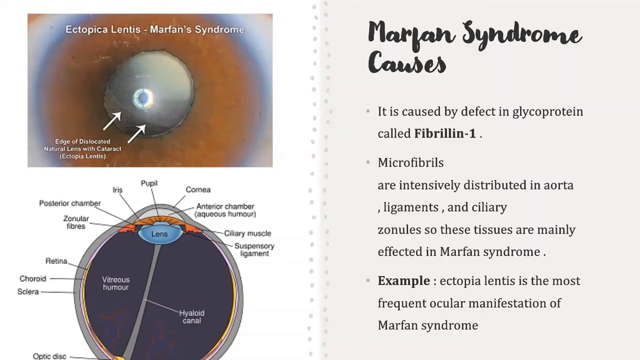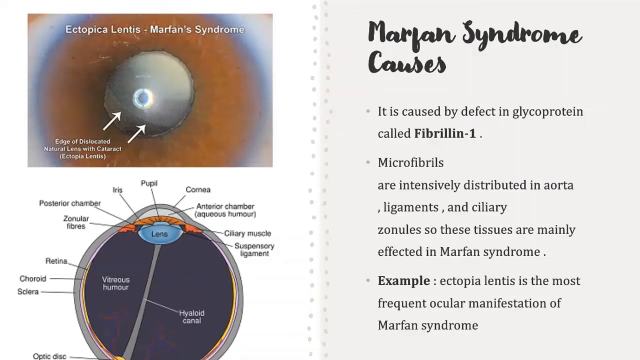Microfibrils, what is the role of microfibrils? The microfibrils act as a template for elastin deposition during elastic fiber formation, and therefore they are very essential for maintaining the integrity of tissues such as blood vessels, lungs, skin, and ocular ligaments. Therefore these types of tissues are mainly affected by this syndrome.